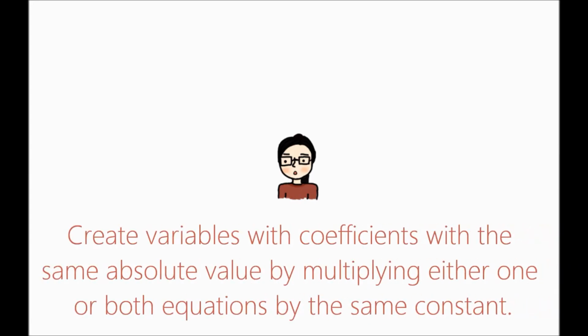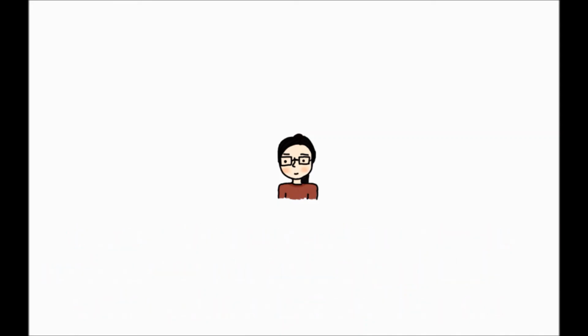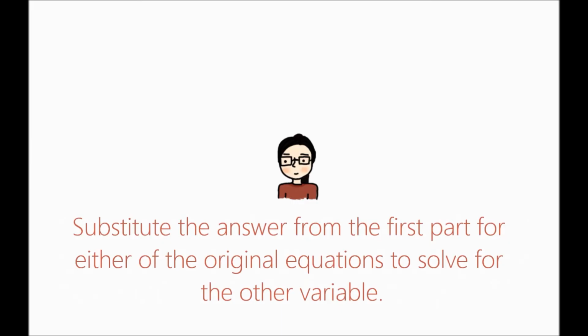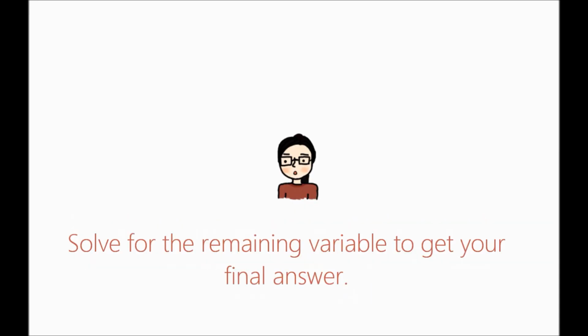Now, on to learning how to solve systems using the elimination method with Kaylin and Jenny. To solve linear systems with elimination, you first have to create variables with coefficients with the same absolute value by multiplying either one or both equations by a constant. Once you have done that, you may eliminate the variables with the same absolute value coefficient by adding or subtracting the equations to get 0. Then solve for the remaining variable. Substitute the answer from the first part into either of the original equations to solve for the other variable. Solve for the remaining variable to get your final answer.